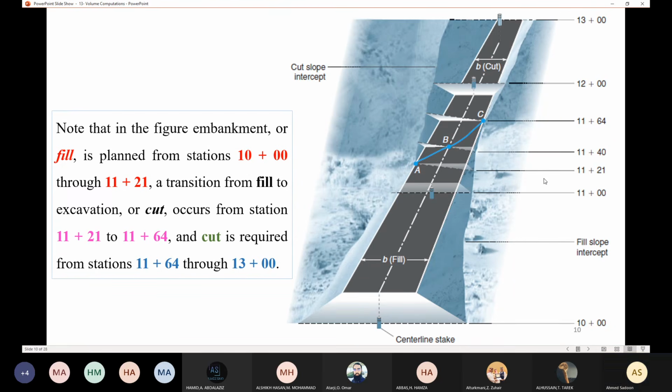And then from this station, 11 plus 21, to 11 plus 64, here we have a transition point. From this station to that station, this part needs to be filled and this part here needs to be cut. So here we have transition stations. Then from this station to that station, I need to have excavation. Excavation is required from here to here, and fill is required from here to here. And here we have a cut and fill.